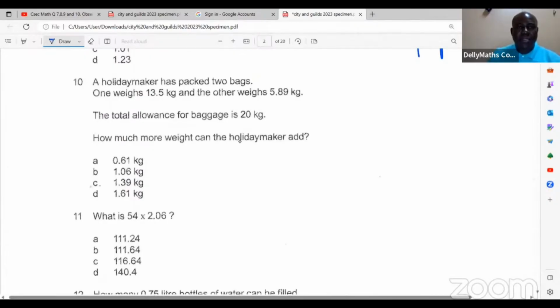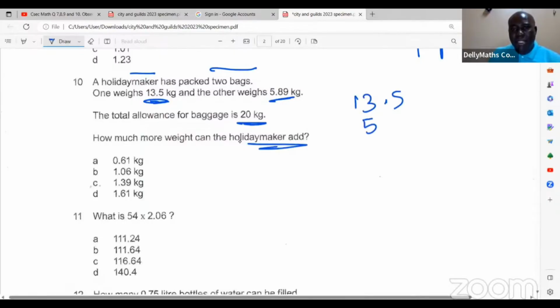A holiday maker has packed 2 bags. One weighs 13.5 and the other weighs 5.89. The total is this. So they have that, right? How much more can they add? So we're talking about you want to add these.